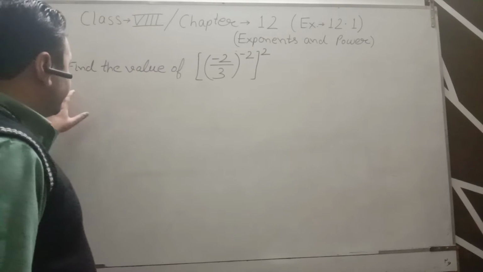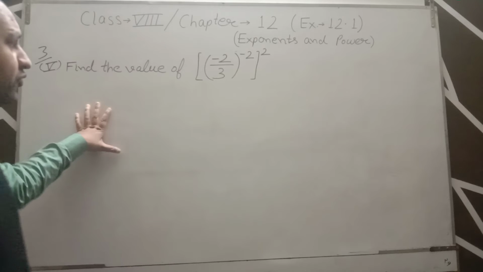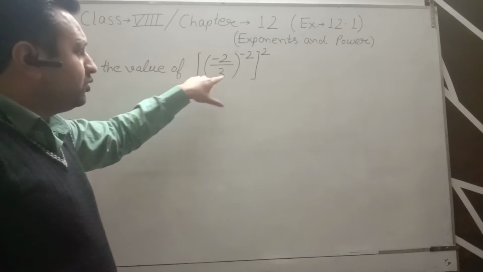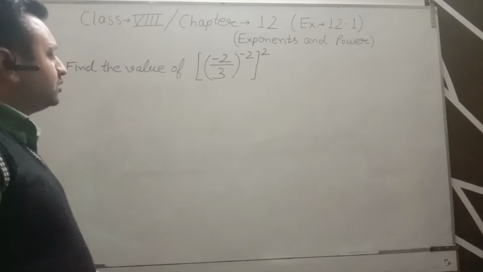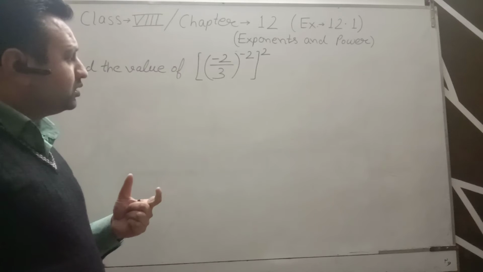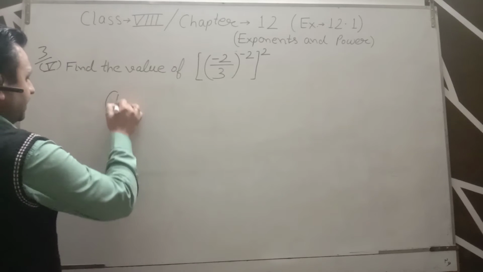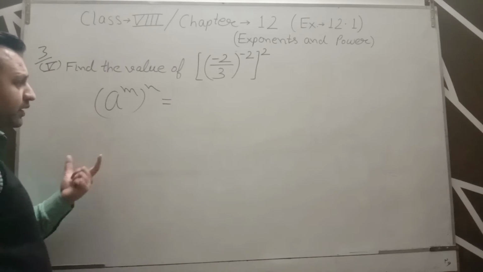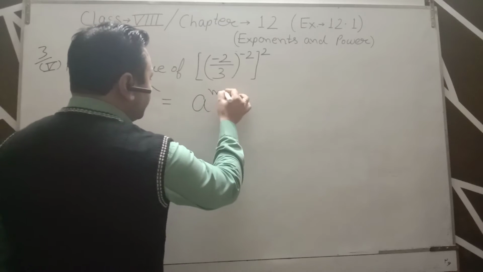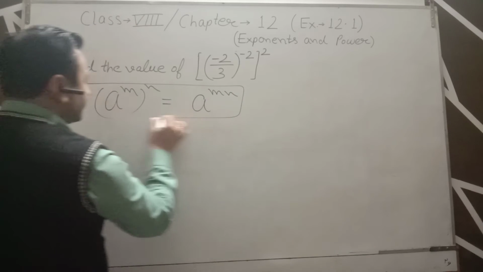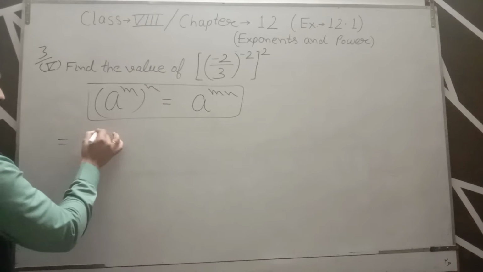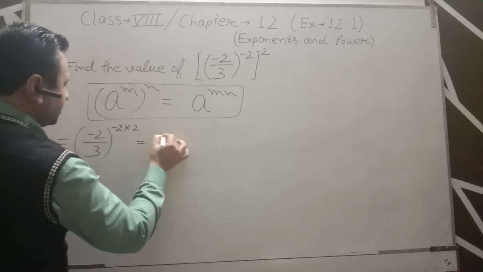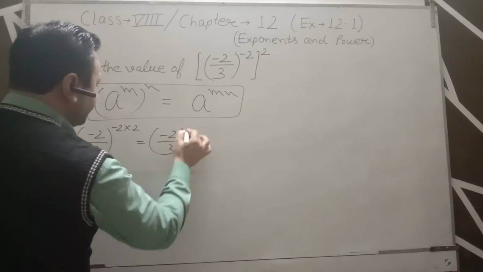Okay, now we discuss the fifth part. In the fifth part we have to find the value of (minus 2 upon 3) whole power minus 2, and again whole power 2. In this question we use the first law of exponents: (a raised to the power m) whole raised to the power n, then the powers must be multiplied, a raised to the power m into n. So the question converts to (minus 2 upon 3) whole power minus 2 multiplied by 2, which means (minus 2 upon 3) whole power minus 4.